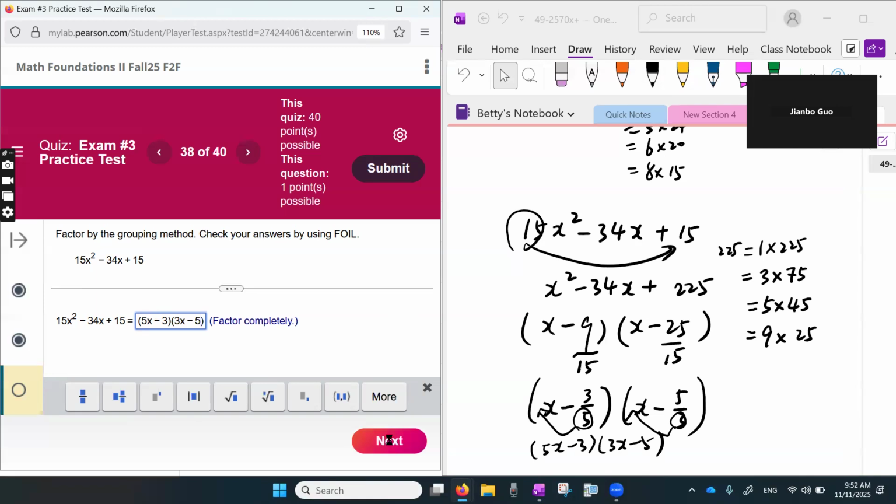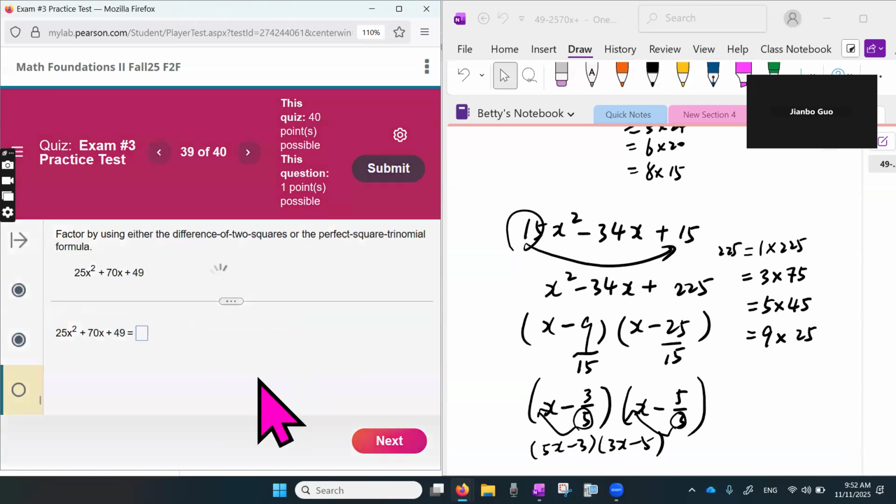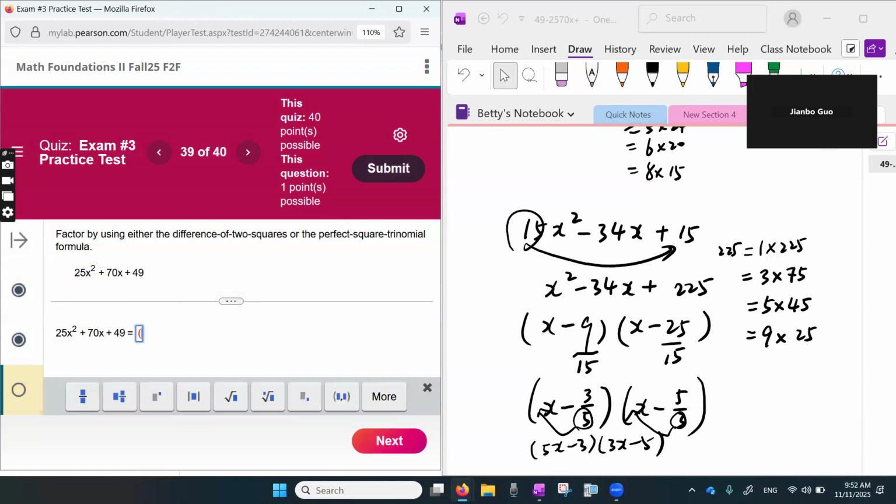Question number 39. So this one is a perfect square trinomial, all right? 25 is 5 squared, 49 is 7 squared. We're gonna have a square of a binomial sum because the middle term is positive. 5x plus 7, okay? 5x is the first base, 7 is the second base.